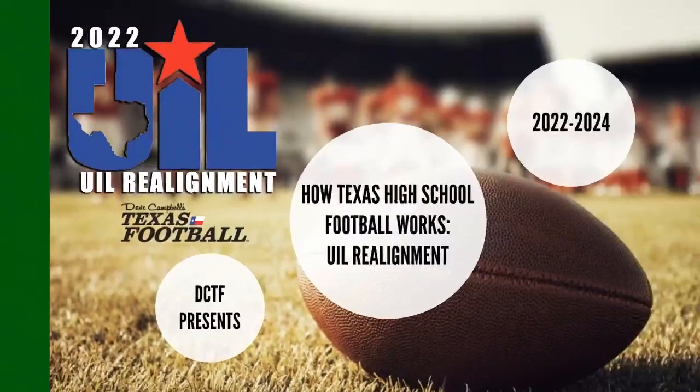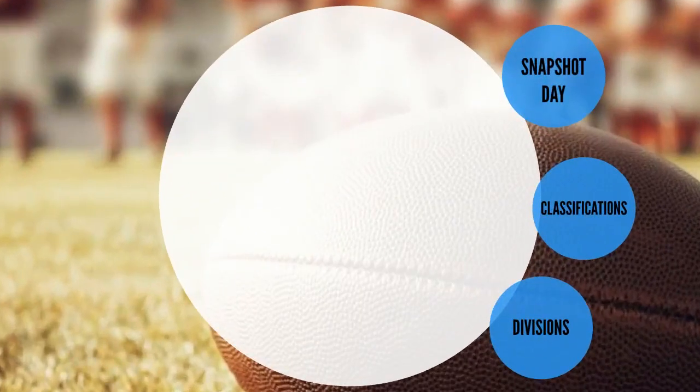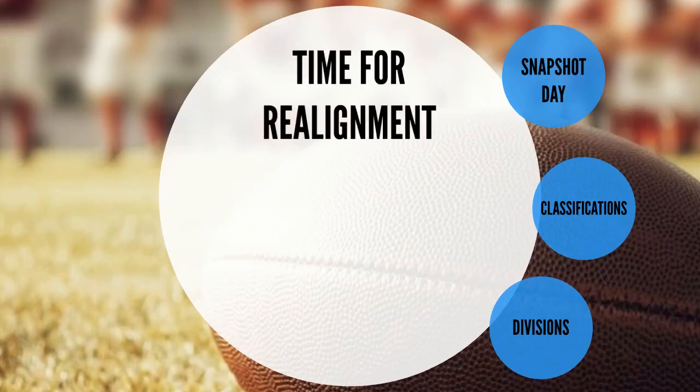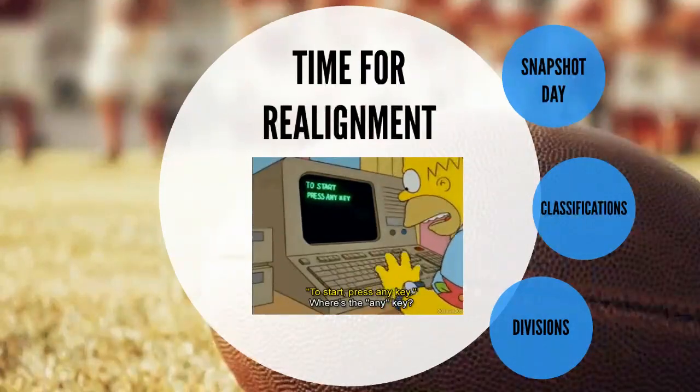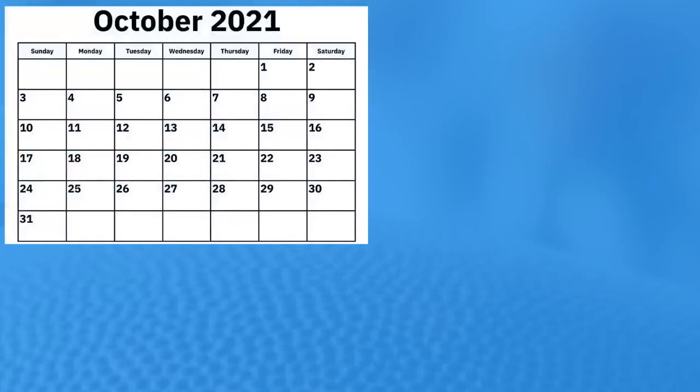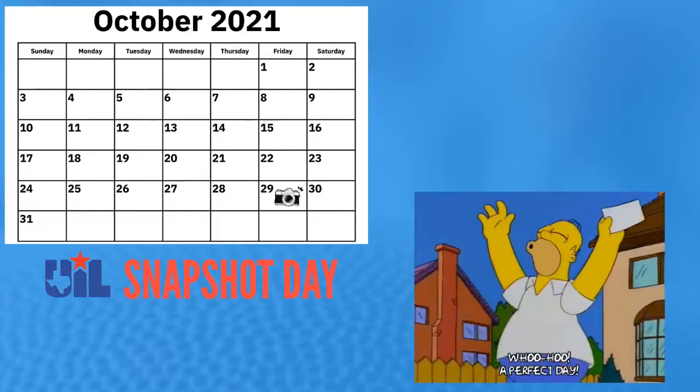So how do you make Texas high school football work with all these variables? We told you the UIL has a big job. Every 2 years, the UIL redraws the districts in which Texas high school football teams play. We call this realignment. It starts in October on Snapshot Day. That's the day that every school turns in their enrollment number, how many students attend their school, to the UIL.